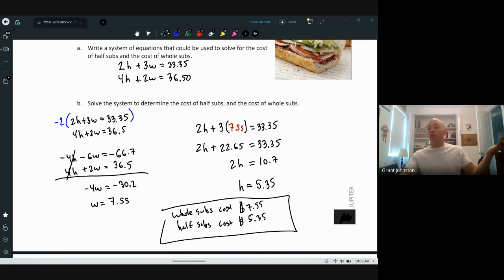So those are just some extra examples. You know, we've done substitution and we've done elimination previously, but this is kind of mixing them both together. So I'll let you do all the rest of the problems.